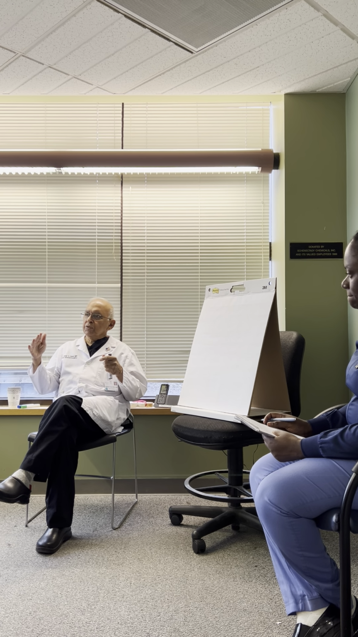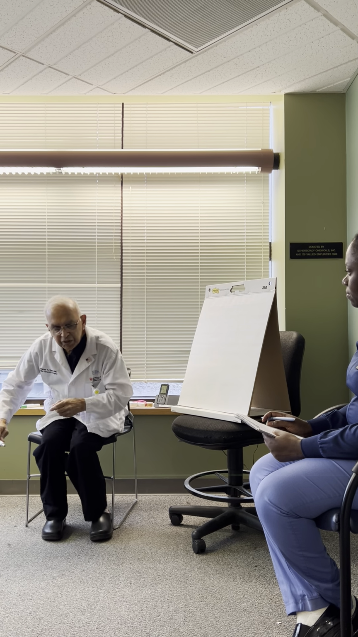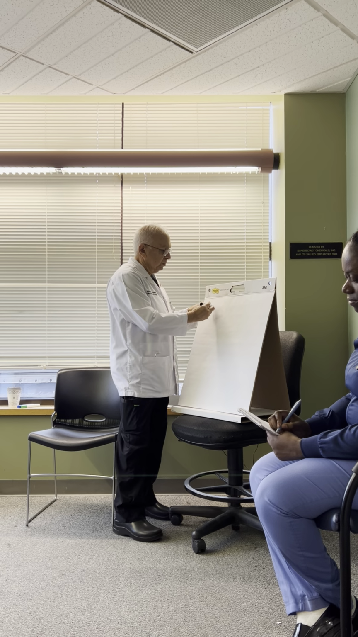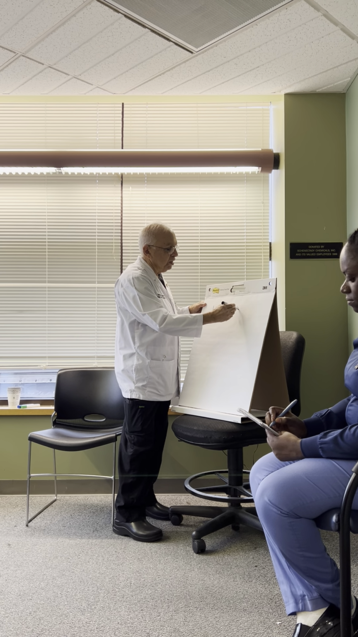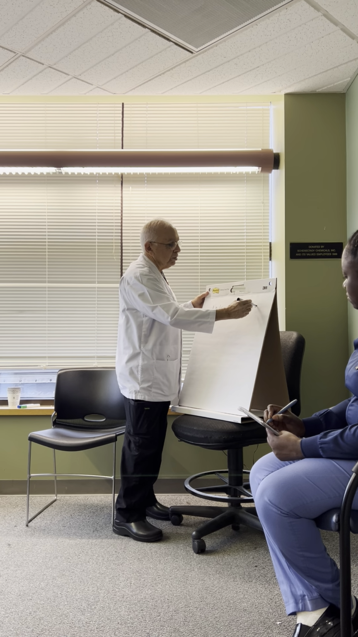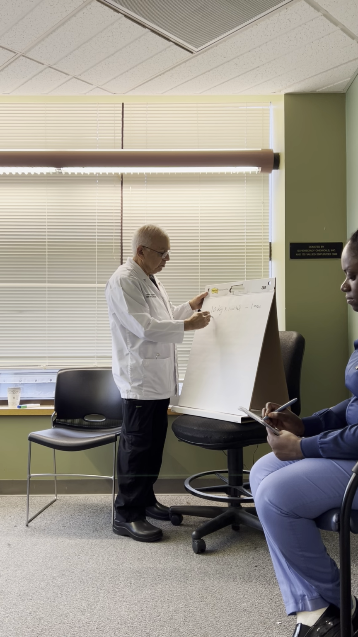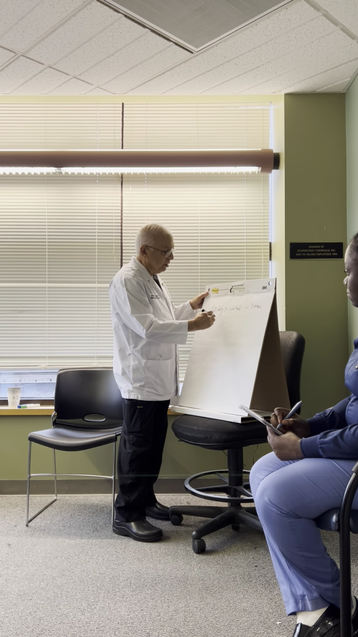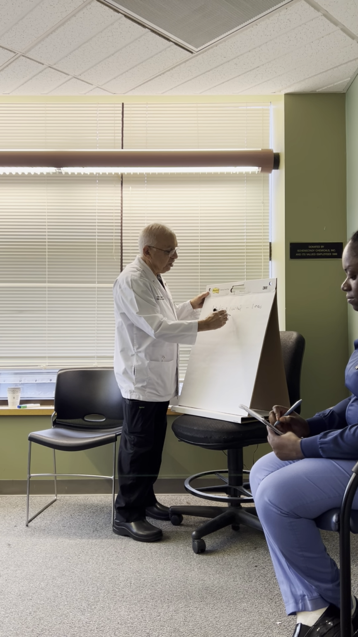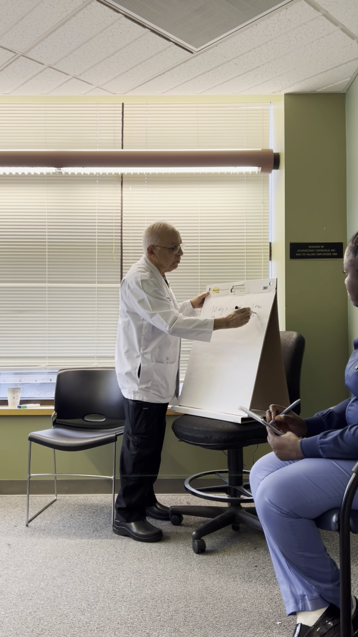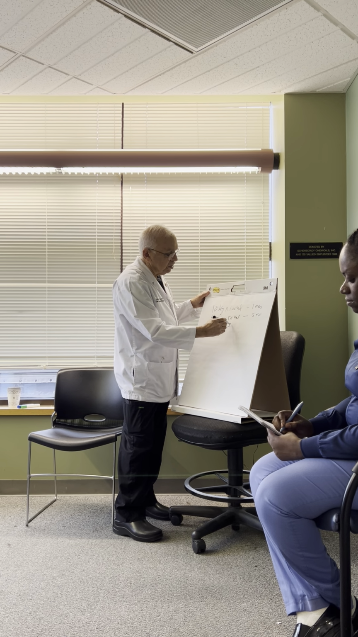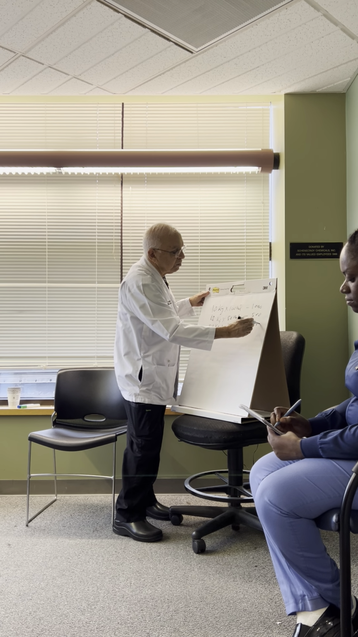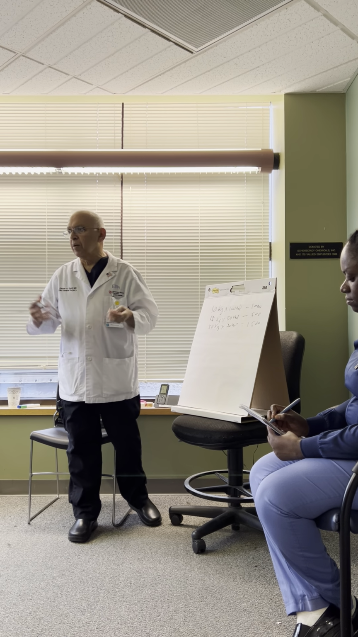If you really want to be precise, then we can calculate the fluid requirements by actual weight. The first 10 kilos is multiplied by 100 milliliters, so that comes to 1,000. The next 10 kilos is 50 milliliters, so that comes to 500. For the next 50 kilos, it is 30 milliliters, so that comes to 1,500. If you add that up, it comes to 3,000.